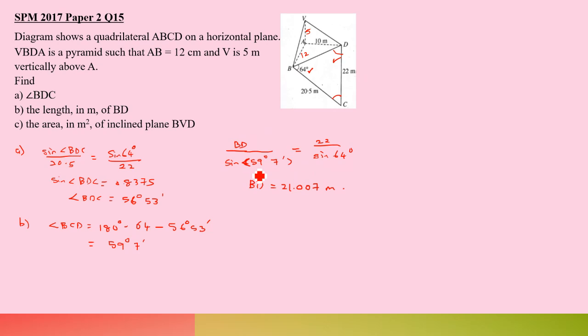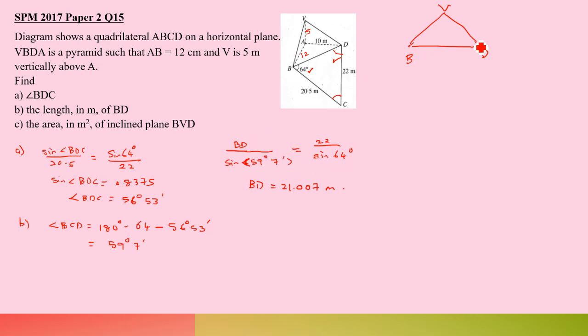We are looking at the vertically inclined pyramid. They ask you to find out the area of BVD. So I'm going to draw it out here. You have a V here, a B here, and a D here.